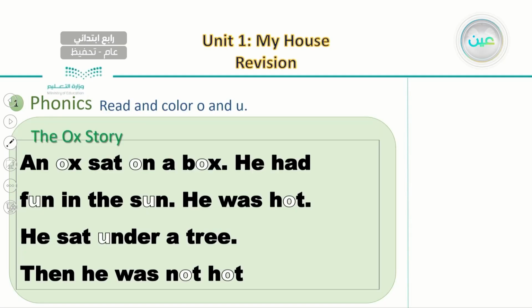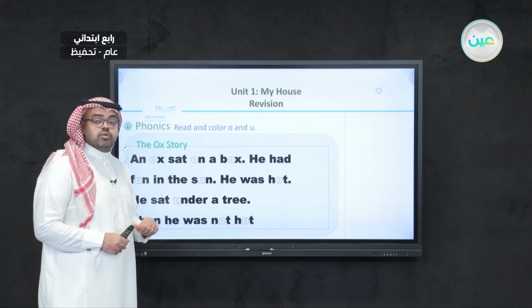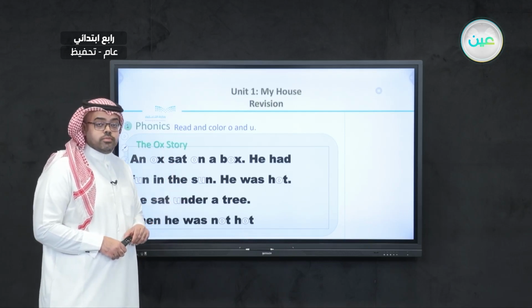So number 1, The Ox Story. An ox sat on a box. He had fun in the sun. He was hot. He sat under a tree. Then he was not hot. So now we're going to read it one more time, but this time I'm going to point and I would like you to follow with me while you're reading.